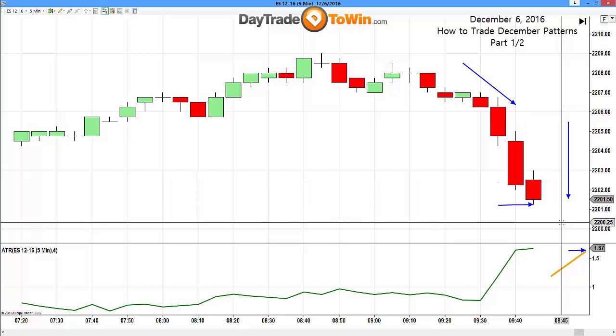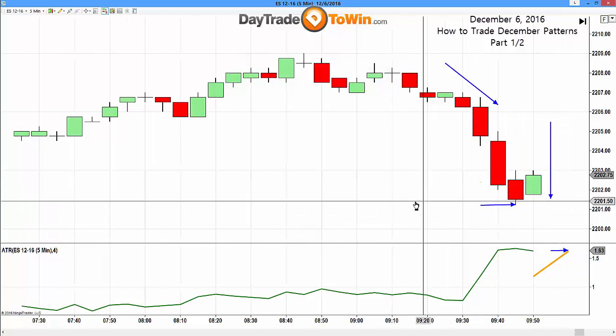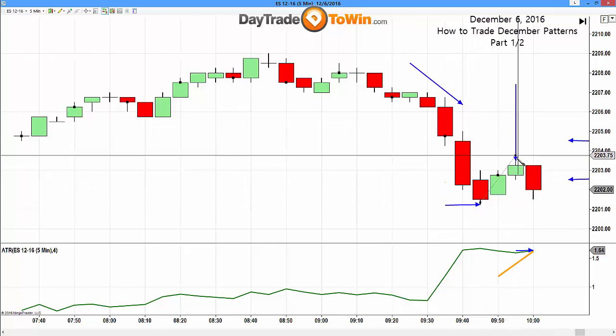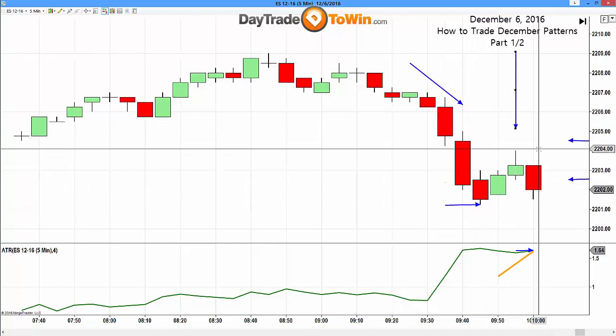You have to be in the right price leading you in the right direction. So now the market comes up a little bit, and let's see what it did. It actually went from here to here, 2.25 points.